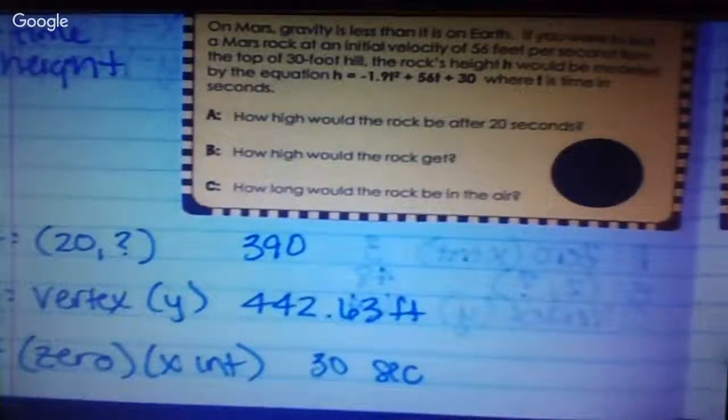All right, your answers. Your answer for A should have been 390 feet. Your vertex: your rock went as high as 442.63 feet in the air. And after 30 seconds, your rock hit the ground.